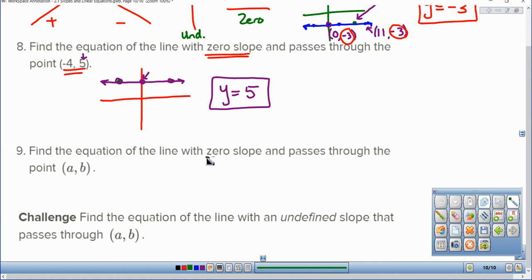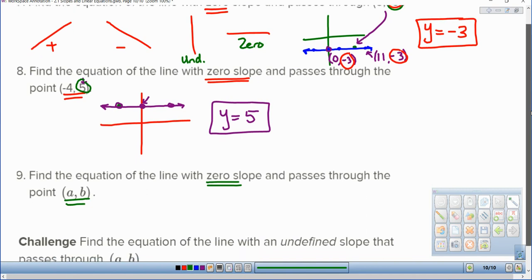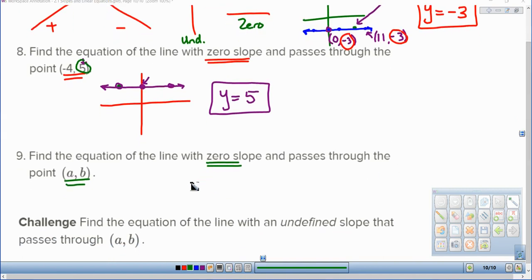Find the equation of the line with a 0 slope that passes through some point called AB. Okay, well, from the two examples that we just did, we realize that a zero slope will be y equals, and then whatever the y value is of the point that it's passing through. So this one would be y equals, and then whatever the y value is here. So we would call that b.